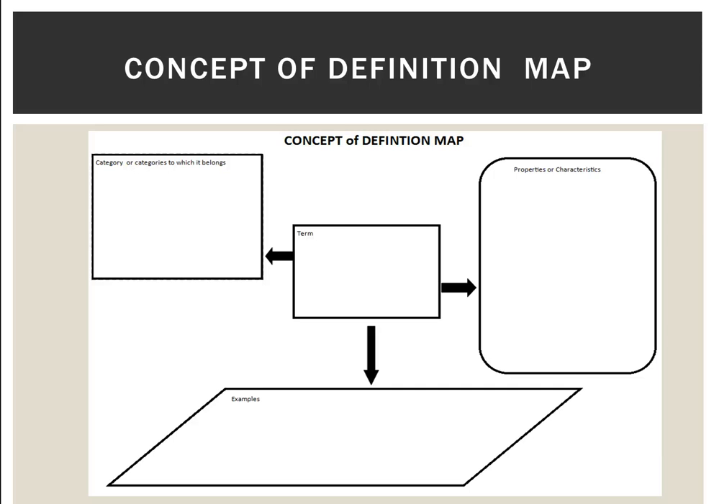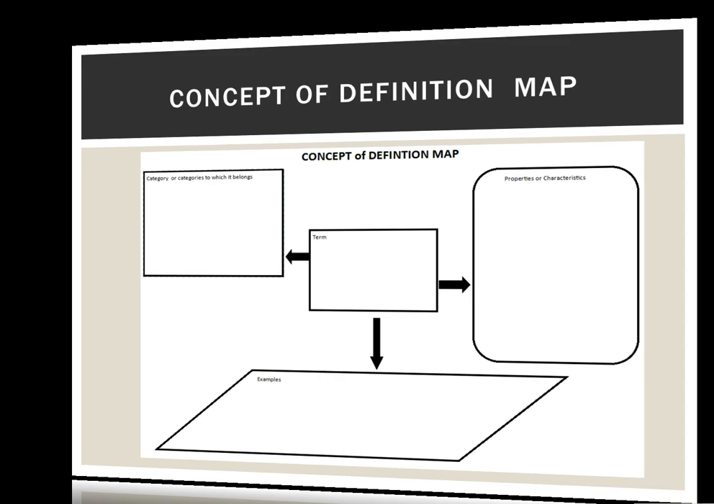So for example, you could maybe put in the middle the term could be orchestra. And then properties or characteristics could be the 4 different families of the orchestra. So you've got string family, woodwind family, brass family, and the percussion family. And the category or categories to which it belongs would be music ensembles. And then examples could be chamber orchestra. It could be a symphony orchestra, all those sorts of things. So you can see that it gives you a whole heap of information just based out of one term.